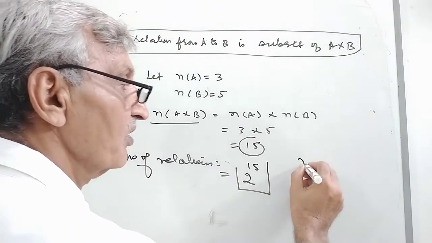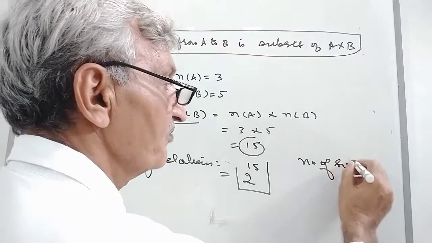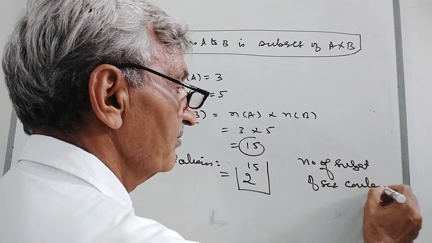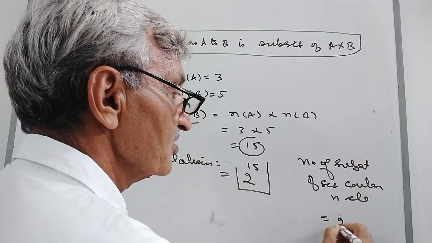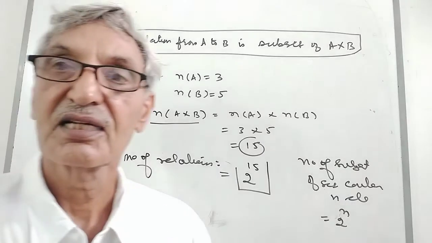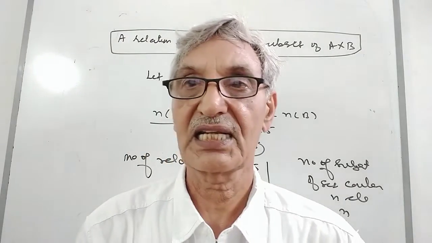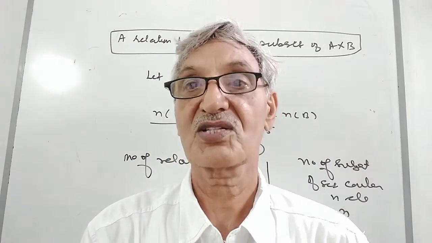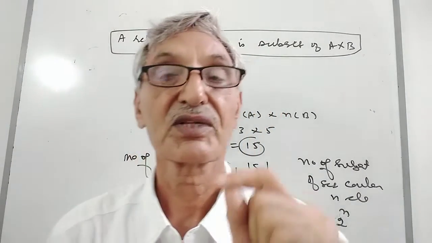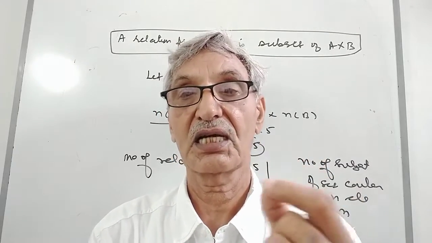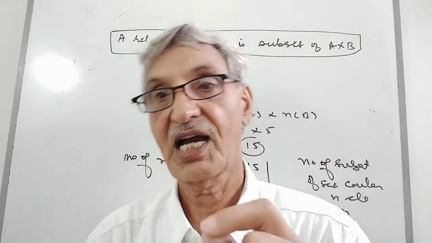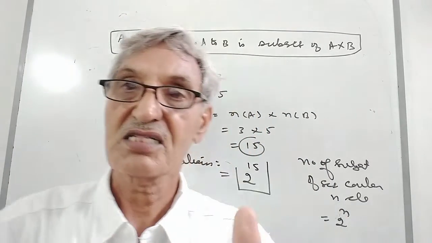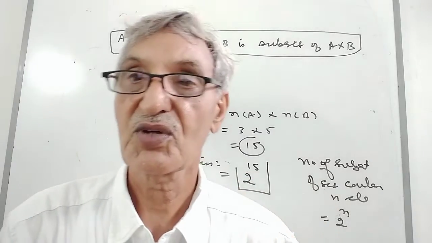The number of subsets of a set containing n elements is equal to 2 raised to power n. We have done it earlier. I repeat, this is a very important question, asked in many competitive examinations. Suppose the number of elements in set A is 3 and in B is 5, then the total elements in A cross B is 15. The answer for the number of relations will be 2 raised to power 15.